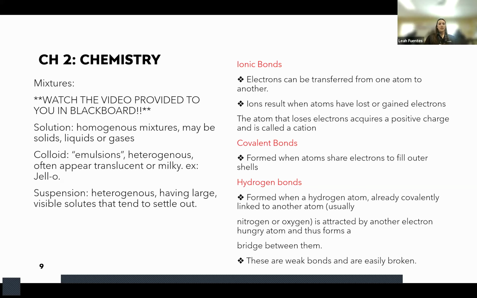Again, you would probably want to know that when an electron is transferred to or from one atom to another, that's usually an ionic bond. And then what results after the electron is lost and put into another one, and then acquires that positive charge, that's the cation.